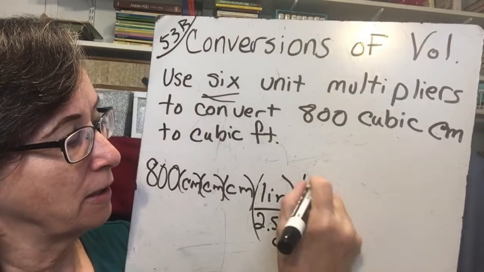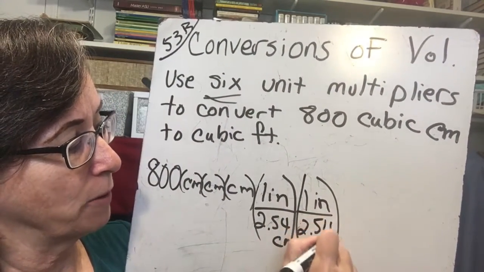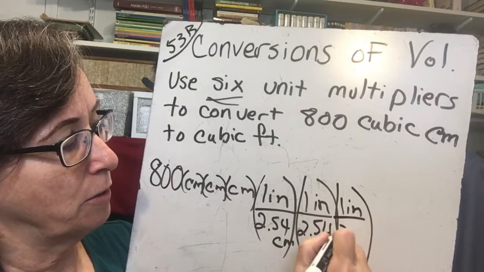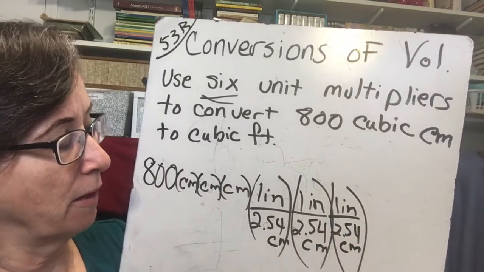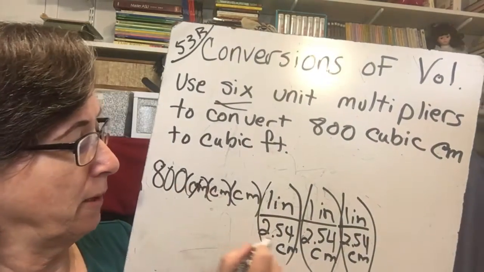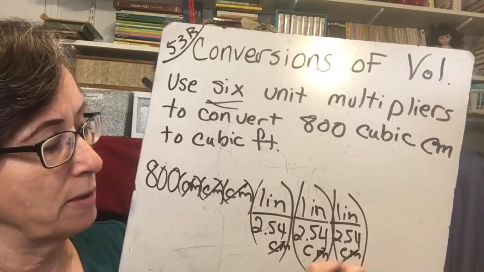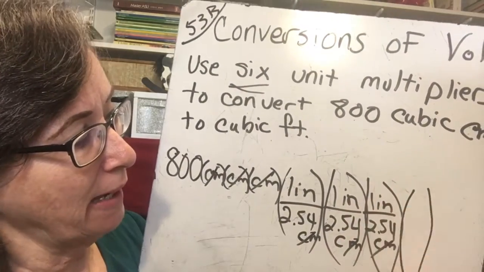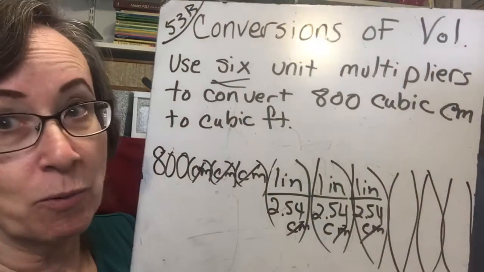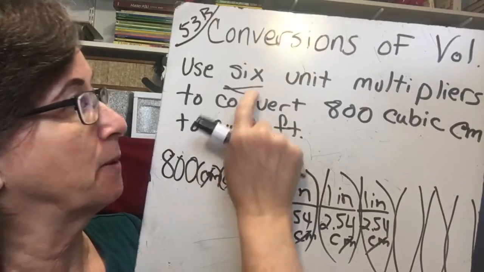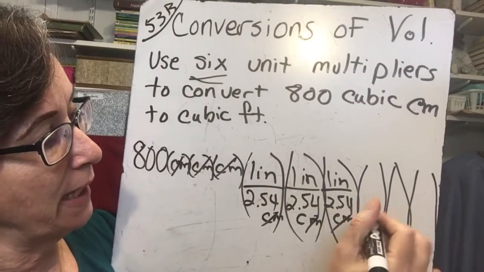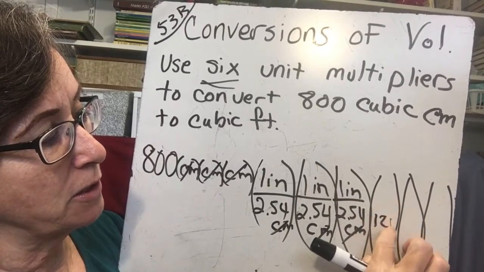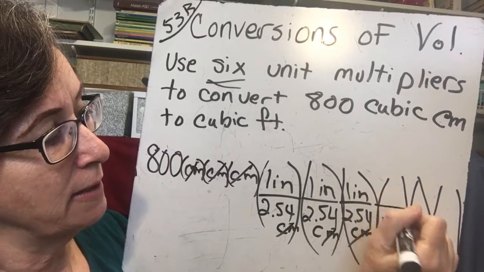1 inch is 2.54 centimeters. 1 inch is 2.54 centimeters. Okay? So now that would get rid of centimeters, centimeters, centimeters, centimeters, centimeters, centimeters. Now I'm in inches, and I can easily get from inches to feet. So I'm going to multiply 3 more conversions. 1, 2, 3, 4, 5, 6. I was supposed to use 6. So now I'm going to put inches on the bottom. So 12 inches, let's just put inches right below it, is 1 foot.